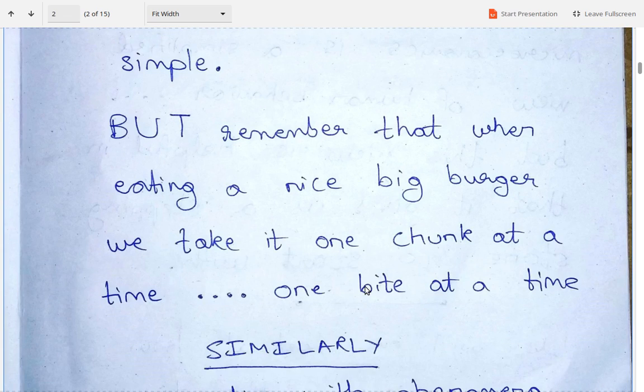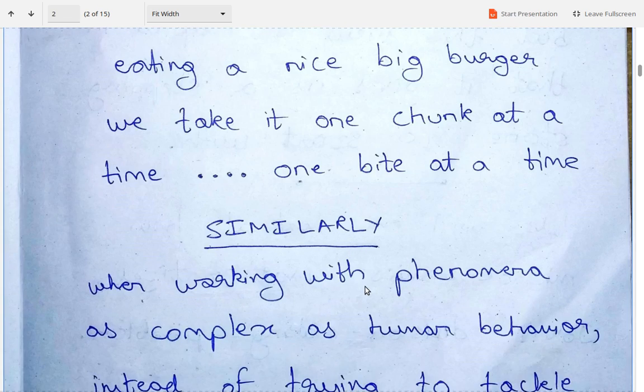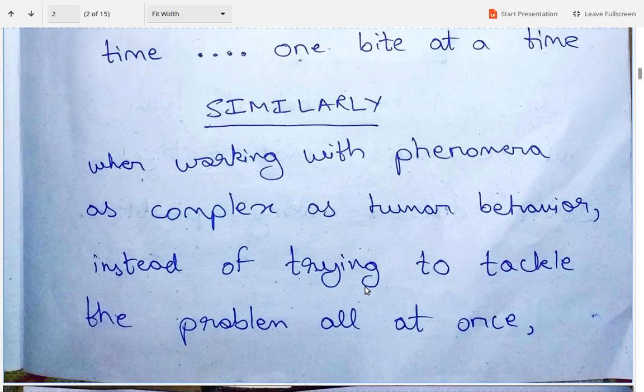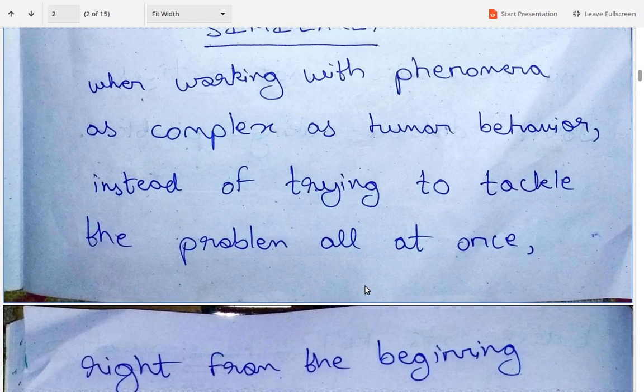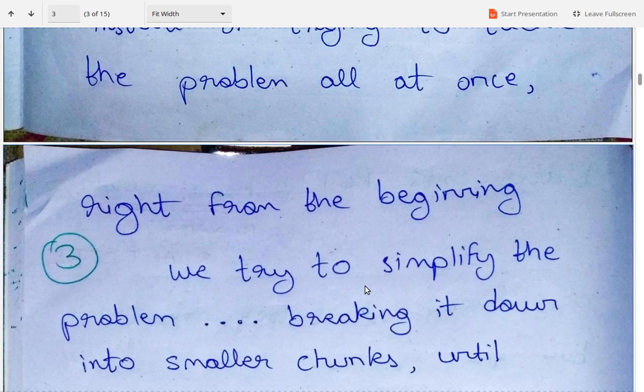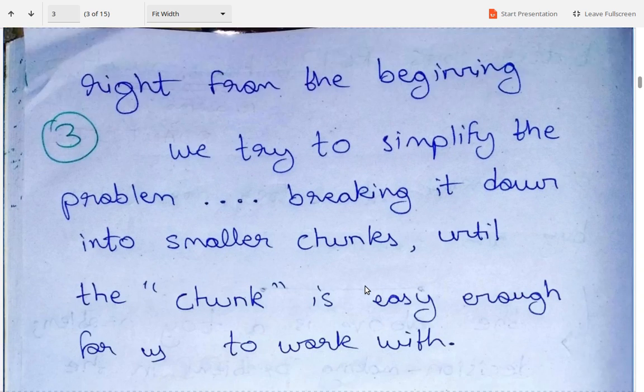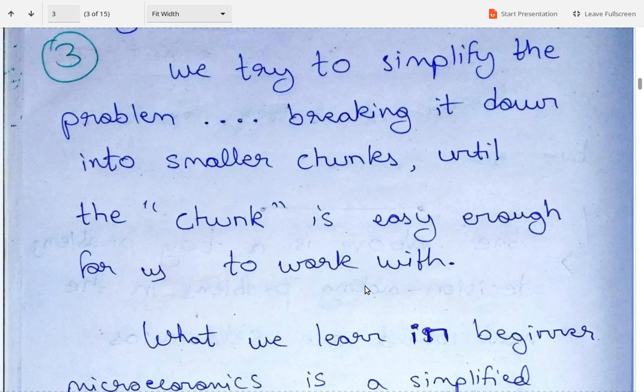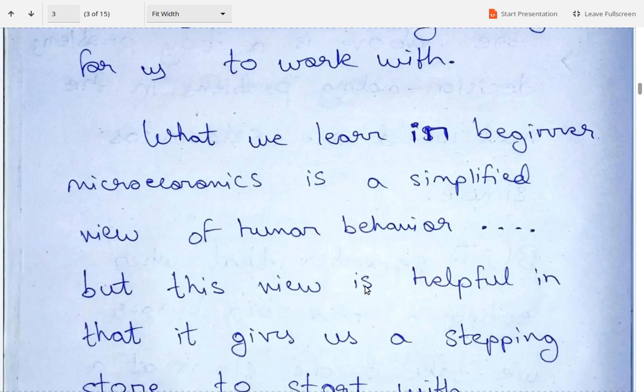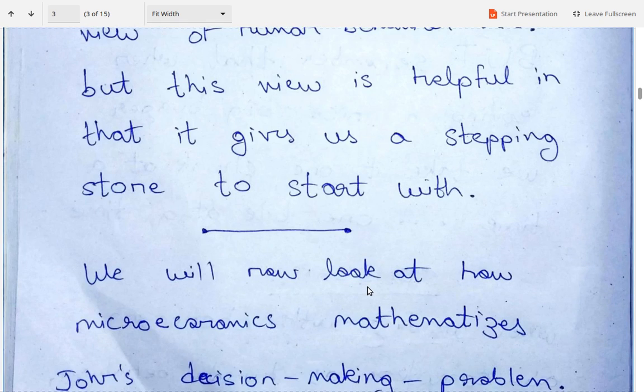But remember that when eating a nice big burger, we take it one chunk at a time, one bite at a time, right? Similarly, when working with phenomena as complex as human behavior, instead of trying to tackle the problem all at once right from the beginning, we try to simplify the problem, breaking it down into smaller chunks until the chunk is easy enough for us to work with. What we learn in beginner microeconomics is a simplified view of human behavior, but this view is helpful in that it gives us a stepping stone to start with.